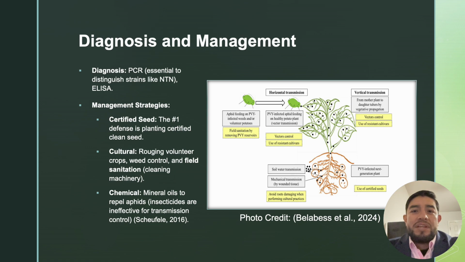The figure presented here perfectly illustrates how our management strategies must intercept the virus's transmission. As you can see in the diagram's yellow boxes, we interrupt the cycle by controlling vectors, removing reservoirs, and most importantly, starting with clean inputs.